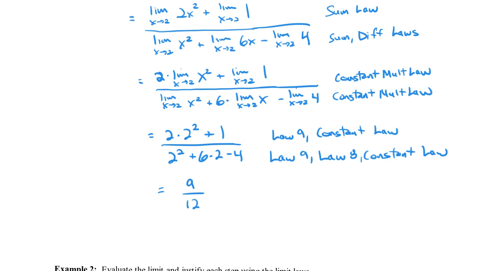And I know you guys would never leave your answer like this, unreduced, right? You'd feel terrible about yourself if you did that, because you know it's much better to just reduce that to 3 over 4. So we basically took a limit and we justified every step in the process using the limit laws. We end up with our final answer of 3 over 4.